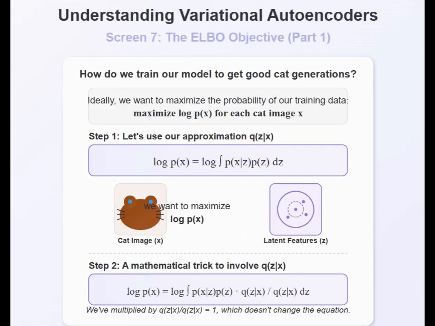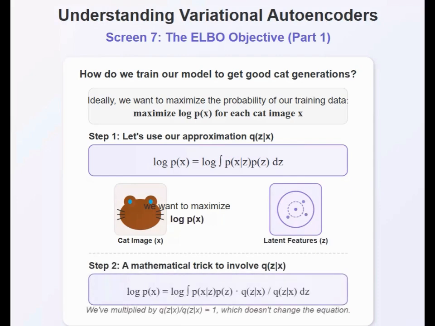Having established how neural networks can help us implement variational inference, we now need to determine what objective function to optimize during training. This brings us to the evidence lower bound, or ELBO. The ideal objective would be to maximize the log probability of our training data, log P(x), for each cat image x. This would mean finding model parameters that make our observed data as likely as possible. However, as we've seen, computing P(x) directly is intractable.